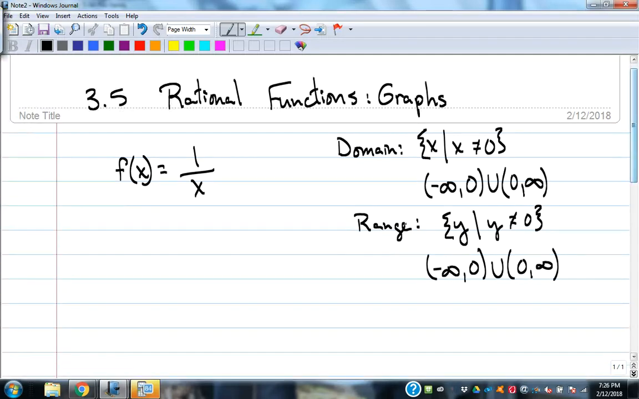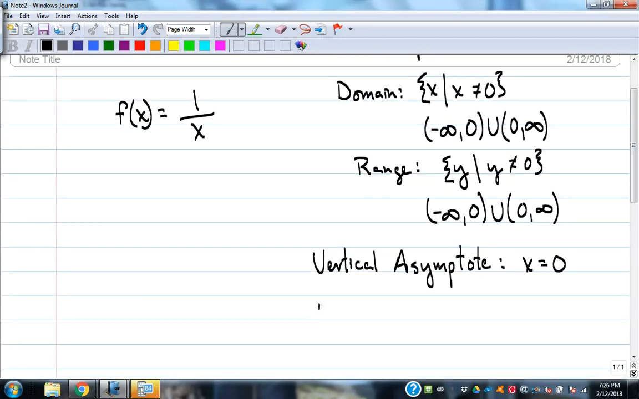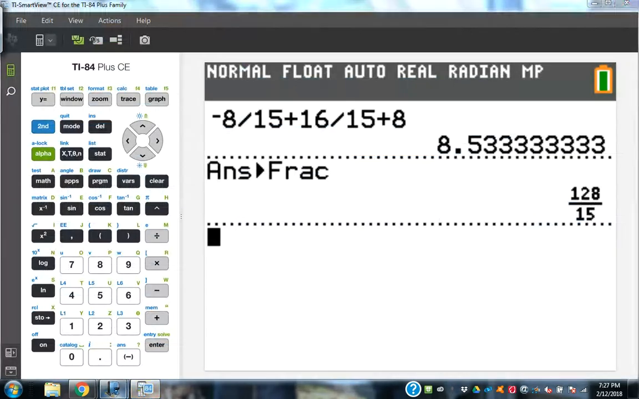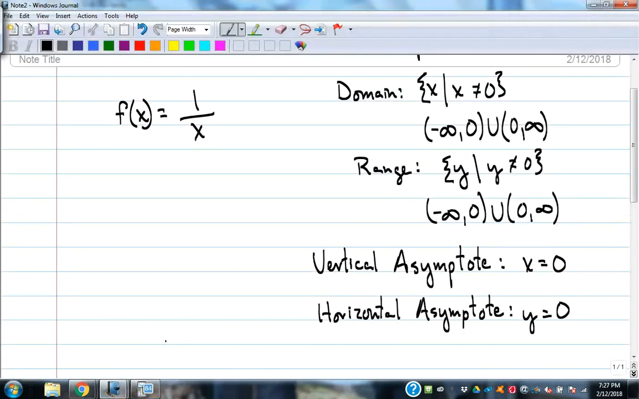Okay, and then there's this thing called a vertical asymptote. Yes, there's a P in there. It's at x equals 0. And then there's a horizontal asymptote at y equals 0. I'm going to show you the graph of this so you can kind of see what's going on there. Okay. Once you get that copied down.